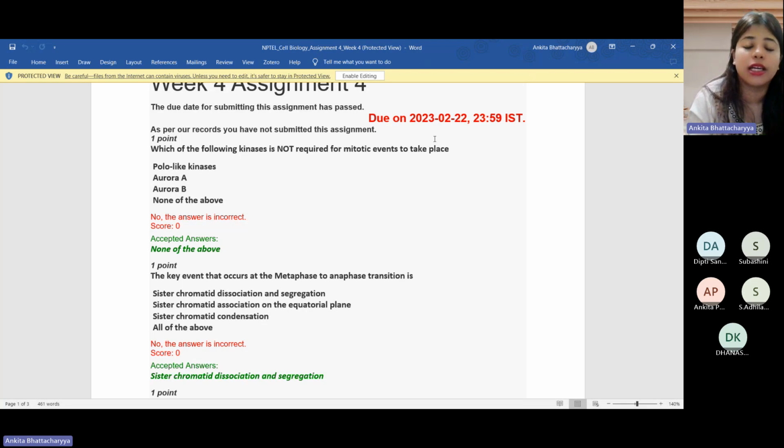So apart from the general machinery that operates, there are a number of other proteins that function and mediate the appropriate regulation of the entire process of mitosis, and that includes polo-like kinases, that includes Aurora A and Aurora B, which are kinases represented as AURKA and AURKB. So these two kinases are extensively required along with polo-like kinases for mitosis to be triggered and properly regulated. So since they are required, the correct answer for the question is none of the above, because these are all necessary for mitotic events to take place.